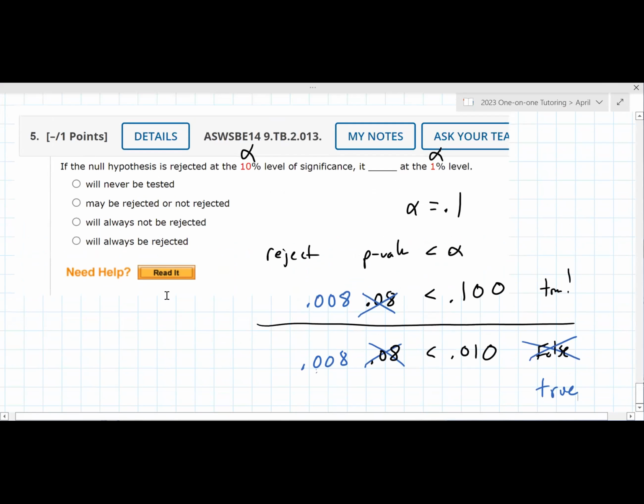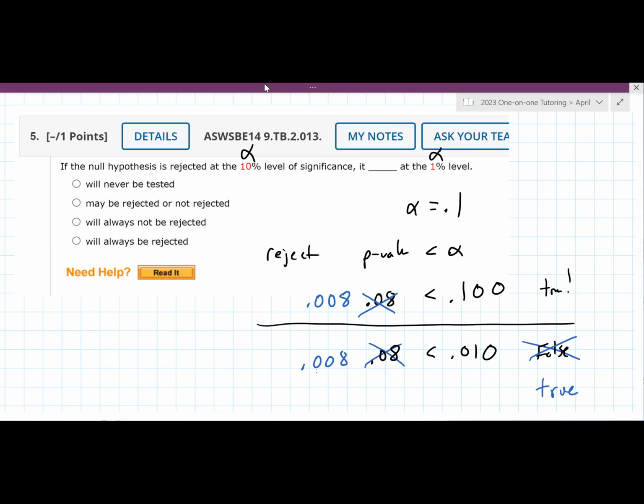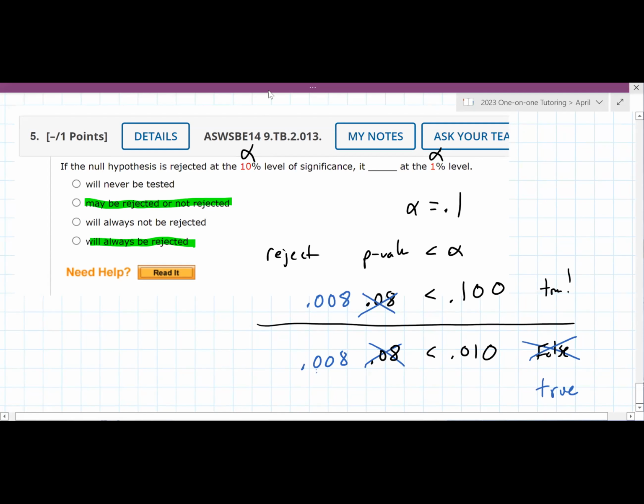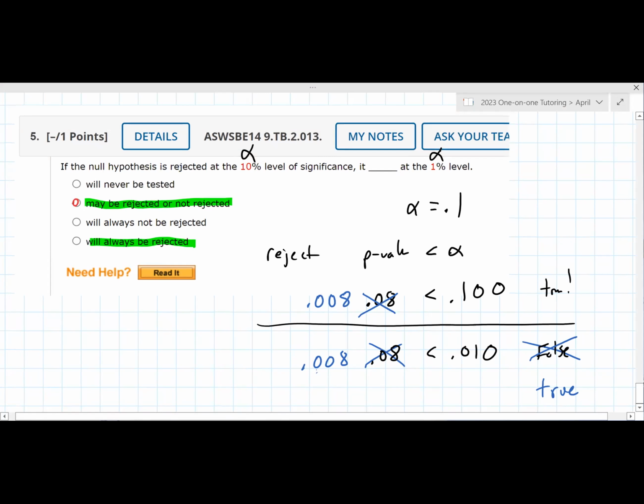So here's our answer. We can't say that it will always be rejected, because we just saw a scenario where it wasn't. When we said true, false, that's the "may be rejected or not rejected." Maybe rejected, because we saw a case where it was and a case where it wasn't. So we don't know.